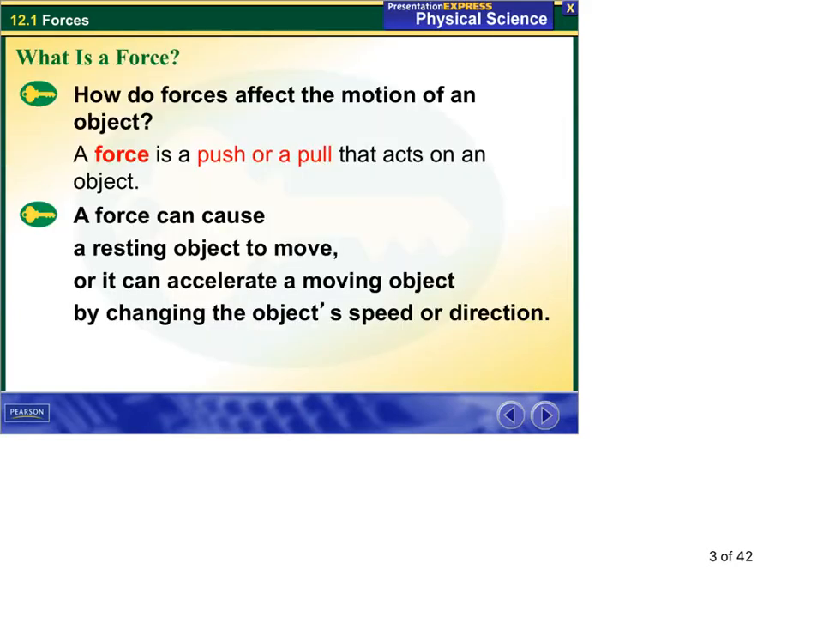One of our key questions: how do forces affect the motion of an object? A force can cause a resting object to move. It can accelerate a moving object by changing the object's speed or direction. And the definition of a force: a push or a pull acting on an object. If you remember that idea of a push or a pull, that's a pretty simple, good definition for a force.